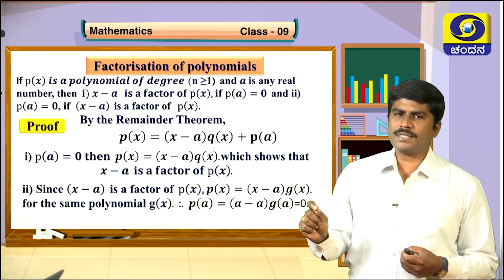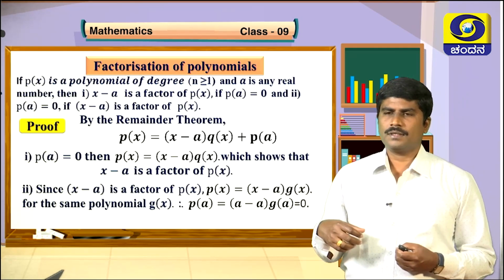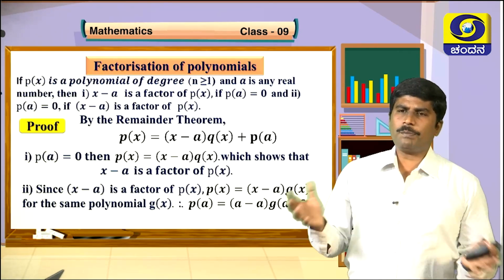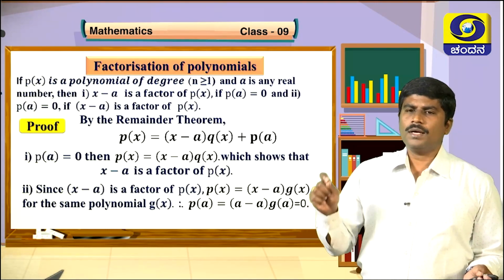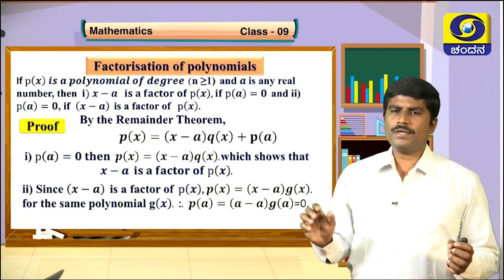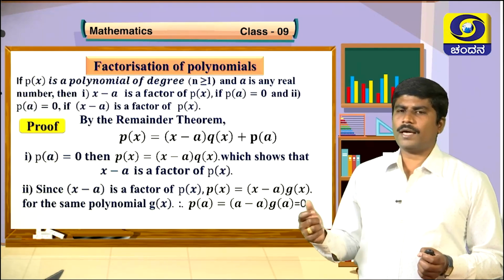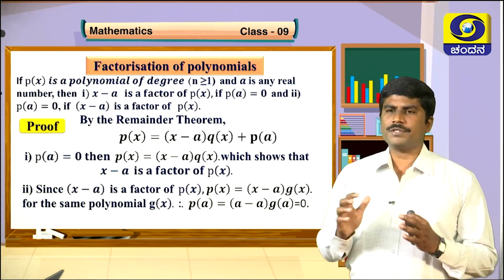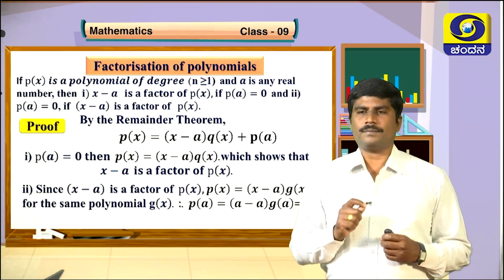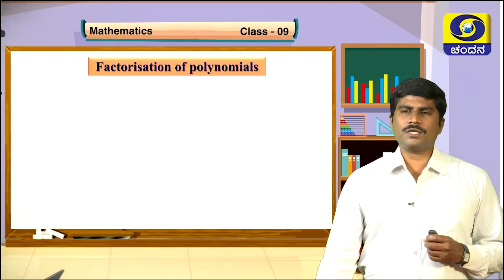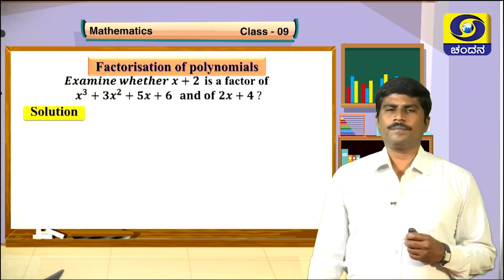So that is the factor theorem. Since x minus a is a factor, p of x is equal to x minus a into g of x. In the same way, p of a is equal to a minus a into g of a. Now here, if the x value becomes a, a minus a is equal to 0, and 0 into anything is 0, so p of a becomes 0. That shows the remainder is 0, it is a factor. If the remainder is not 0, then it will not be a factor. Based on this, we are going to solve one problem here.